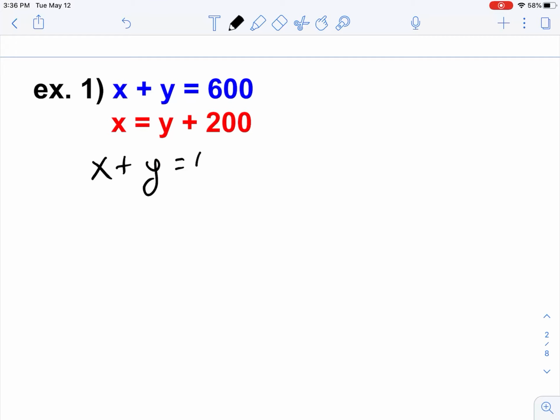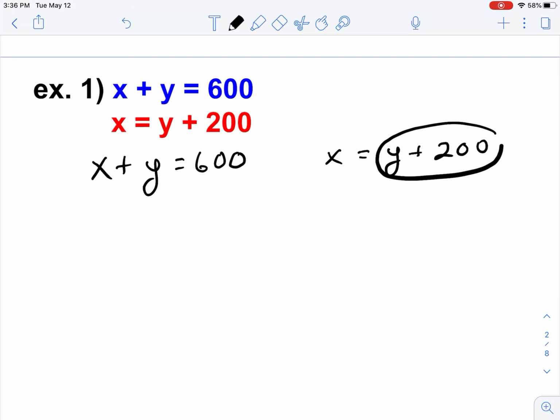We have x plus y equals 600, and we have x equals y plus 200. So we're going to use the equation that has the variable by itself, the one here over on the right. We're going to circle what x is equal to. It's equal to y plus 200. And we're going to take this amount and bring it over to the other equation and substitute it in for x. So x is going to be gone.